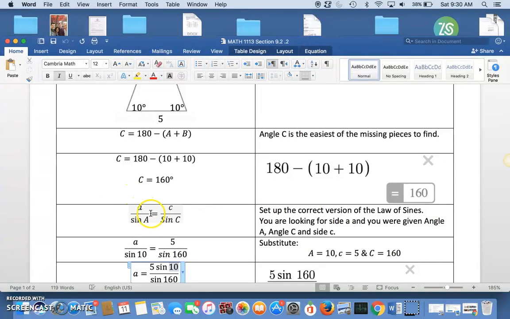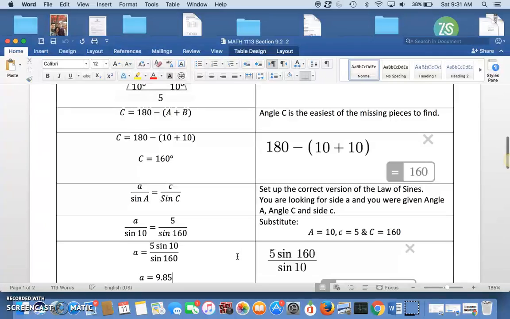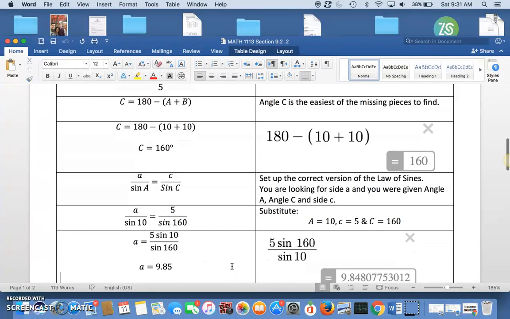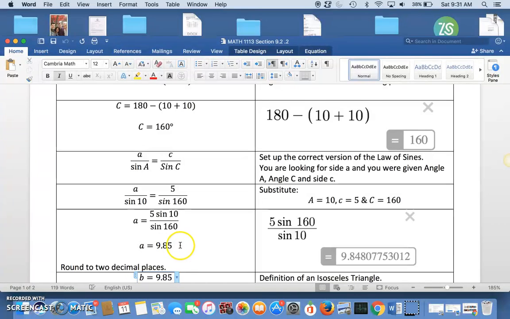So let's just start out and find A. A is to sine A, C is to sine C. Well, side A is what I need to know. Angle A is 10. So A is to the sine of 10 as 5 is to the sine of 160, because we found C. Now that we've got that set up, we would do the cross multiplication and division to get A by itself. Then we'll put it in the calculator to come up with the actual value for A.